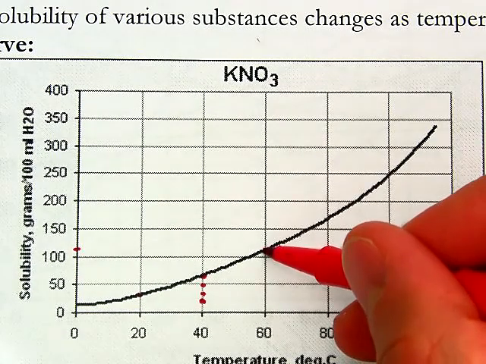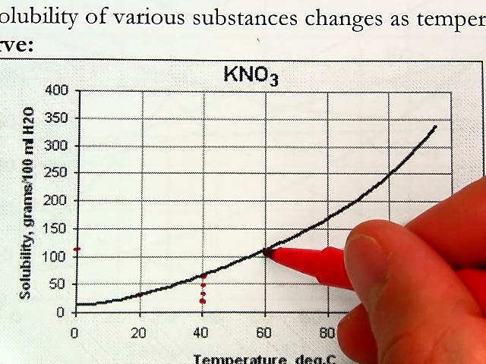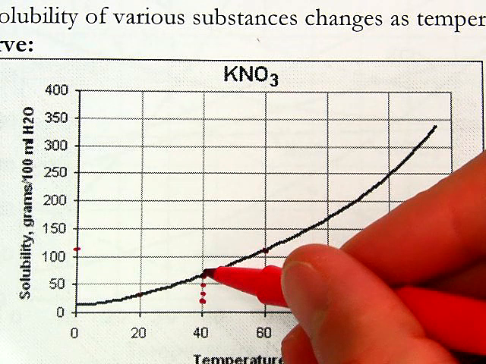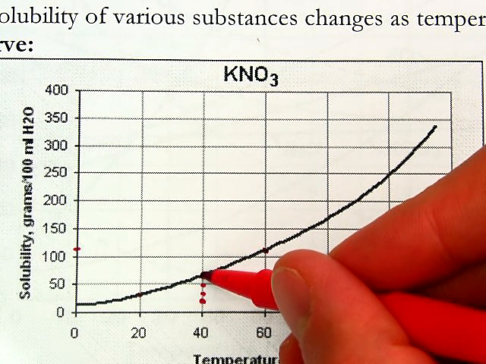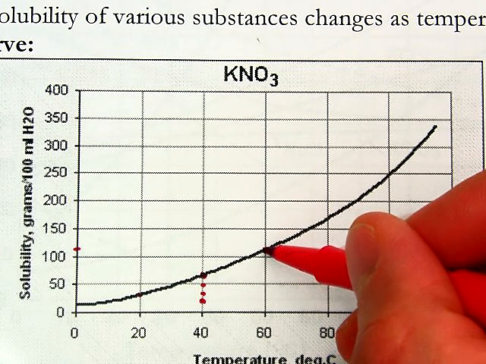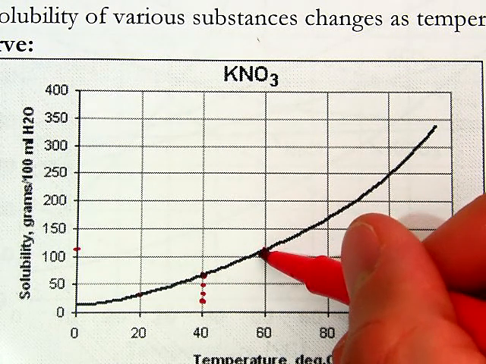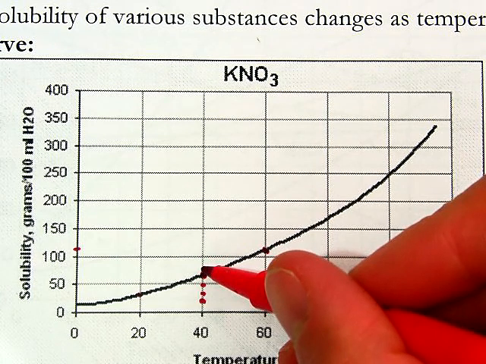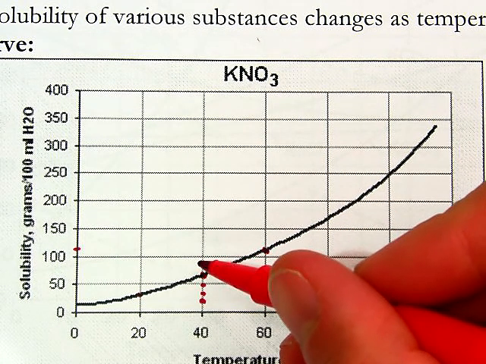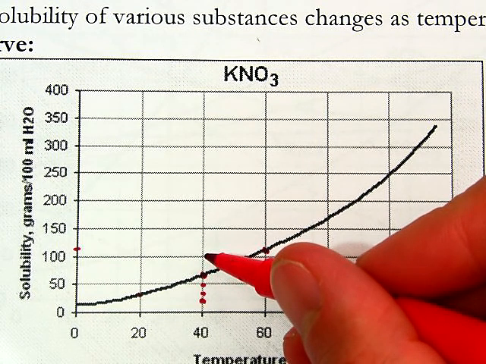Like let's say we have a saturated solution here at 60 degrees, and then we let it cool down to 40 degrees. The amount of solute that can dissolve at 40 degrees is less than at 60 degrees. Now, it was saturated here at 60 degrees, and it cooled down to 40. If it's cooling down, you will have a situation where there is more solute dissolved in solution than should be possible at that temperature. You have created what's called a supersaturated solution.